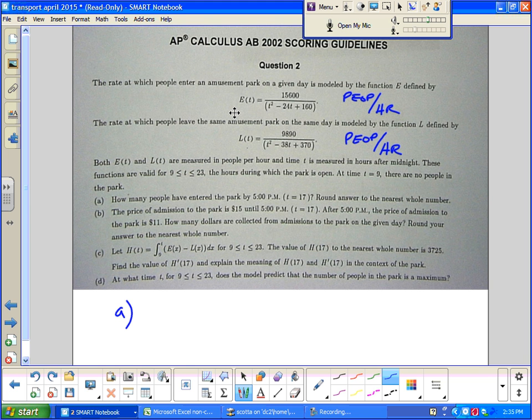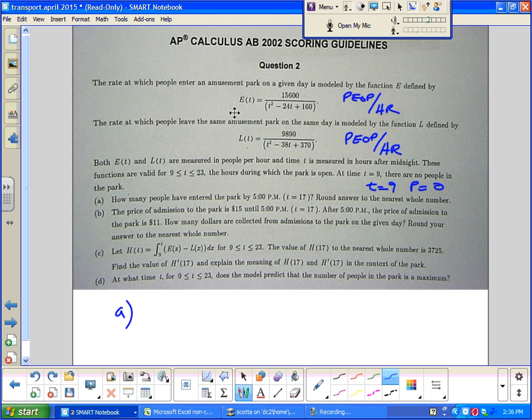These functions are valid from 9 to 23. Oh, so 9 o'clock to 11 p.m. Oh, that's what it says. And at time 9, there are no people. So at time 9, people equals 0. And that's going to be an initial condition for us later, I bet, for our fundamental theorem of calculus.